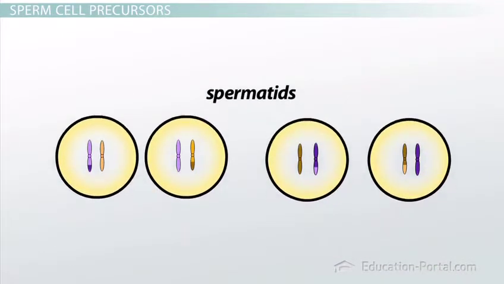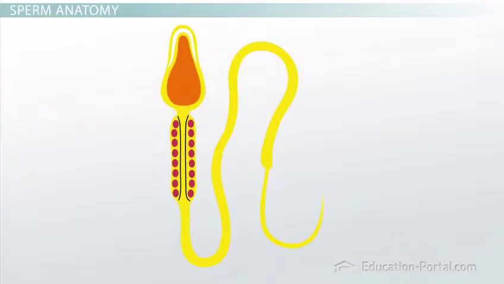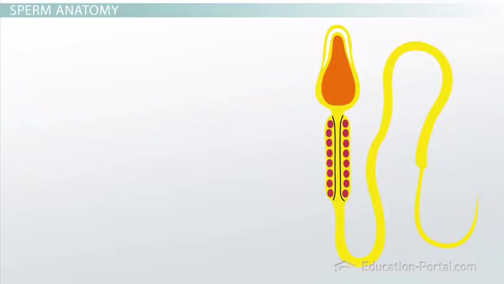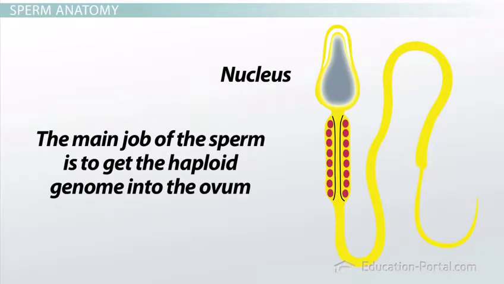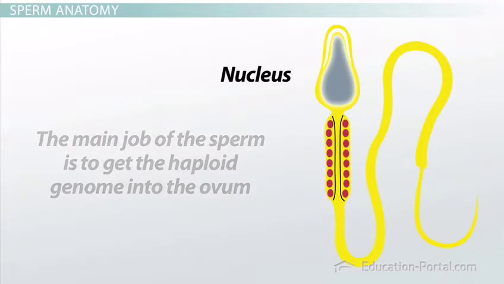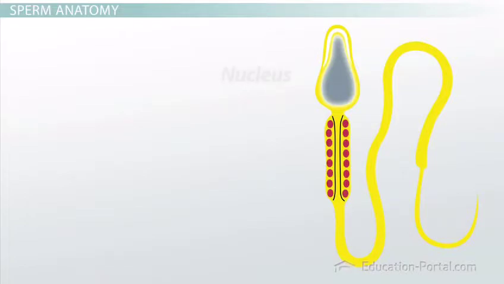These spermatids now have the correct number of chromosomes to be functional gametes, but they don't have the physical characteristics of sperm that allow them to swim to the ovum and fertilize it. A functional sperm looks a lot like a tadpole, but unlike tadpoles, sperm have only 3 basic components. The nucleus contains the haploid genome and not much else. The main job of the sperm is to get the haploid genome into the ovum, which will provide the other half of the genome along with pretty much all of the cytosol, cell membrane, and cellular organelles.